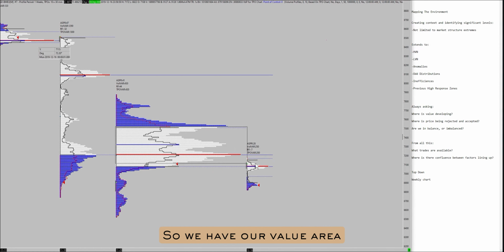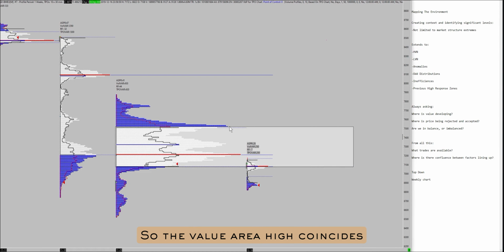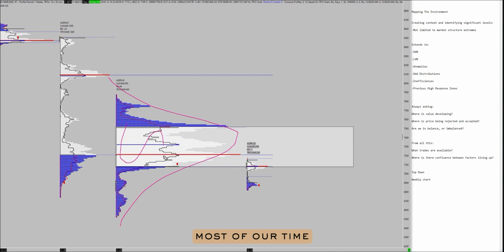So we have our value area high and our value area low. The value area high coincides with a high volume node. The value area low is where we begin to shelf off, or where there is a considerable ledge. If we're looking at this distribution, it's semi-balanced if you're looking at it loosely. We can see that we are spending most of our time within the center of this structure, but it is not very evenly distributed. You can see that there is a shelf here and a pretty steep drop off here.